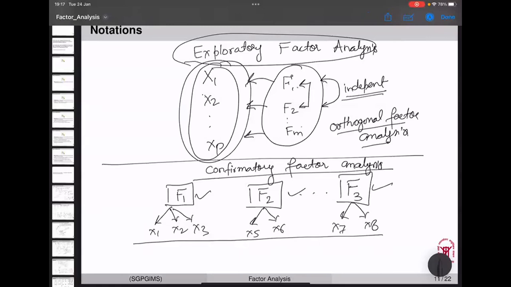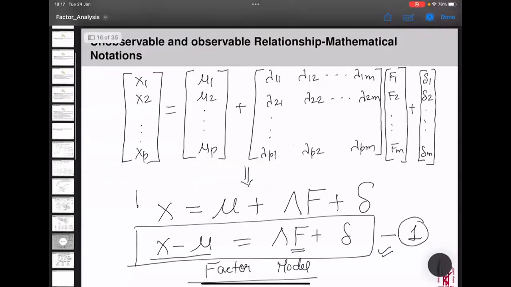Sir, but this slide we missed due to a connectivity issue. Can you repeat, please? Yes, I can repeat, no problem. I think this factor model I've explained. Yes, this part is clear. The slide which has exploratory and confirmatory, you started with the exploratory part. The confirmatory part was not done. Okay, so I will just repeat that slide again. Okay. Right.